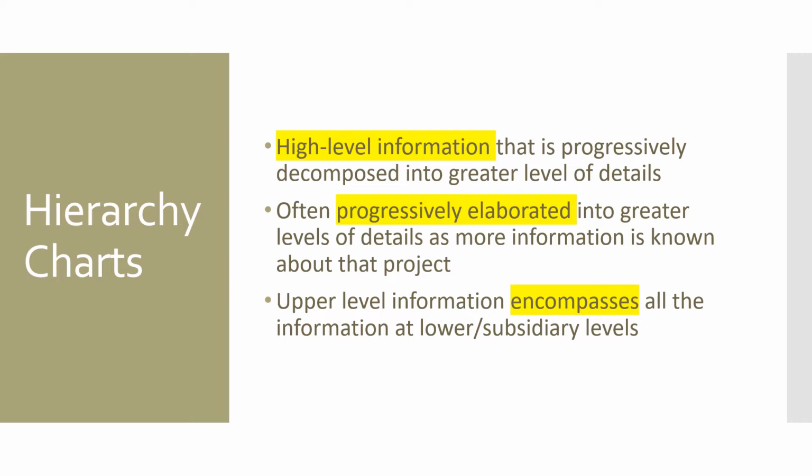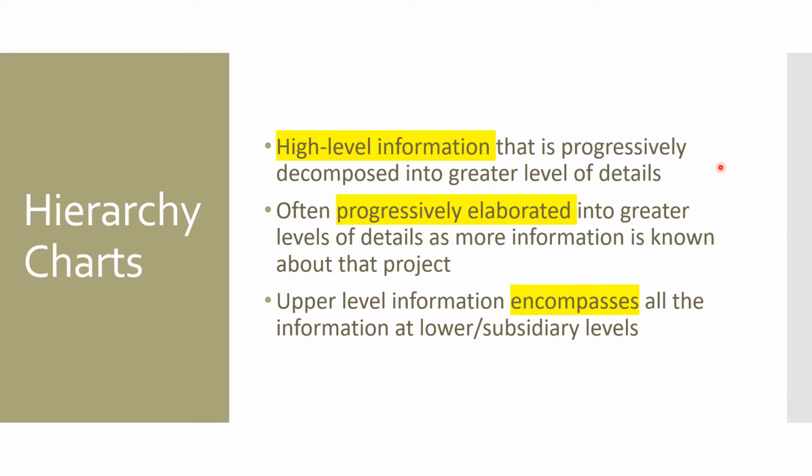What is a hierarchy chart? What does it represent? It represents high level information that is progressively decomposed into greater levels of details. Right? There will be a hierarchy. You might know how the organization works. There may be a chairman, CXOs are reporting to the chairman, and every CXO has vice presidents and presidents, right?